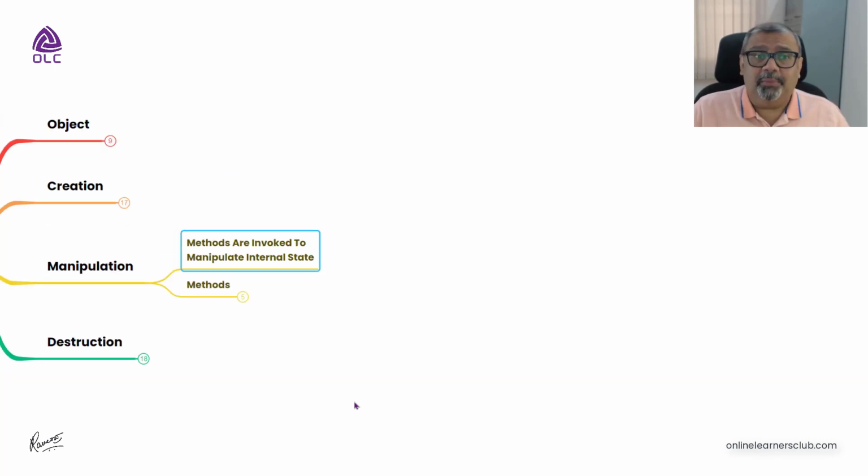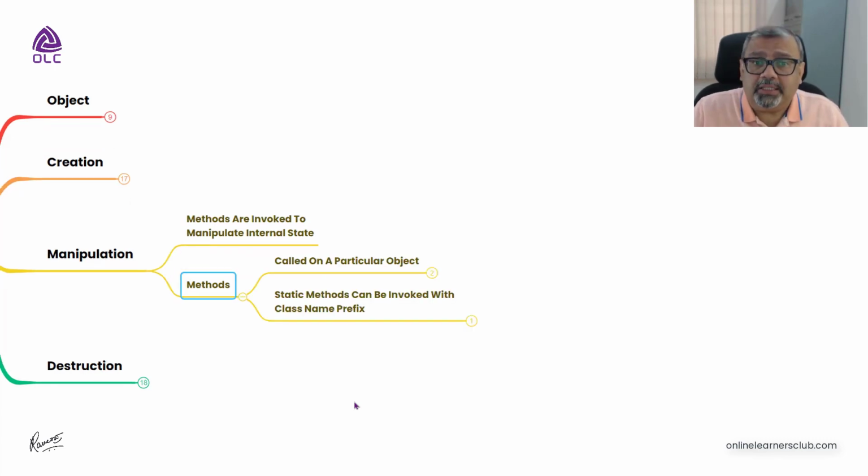Okay, so next is about manipulation. The second step of the life cycle is manipulation, where methods are invoked to manipulate the internal state of the particular object or instance. An object actually encapsulates its variables, and it is possible to have a private variable, which we already discussed, and this private variable can keep that particular data well within the object scope.